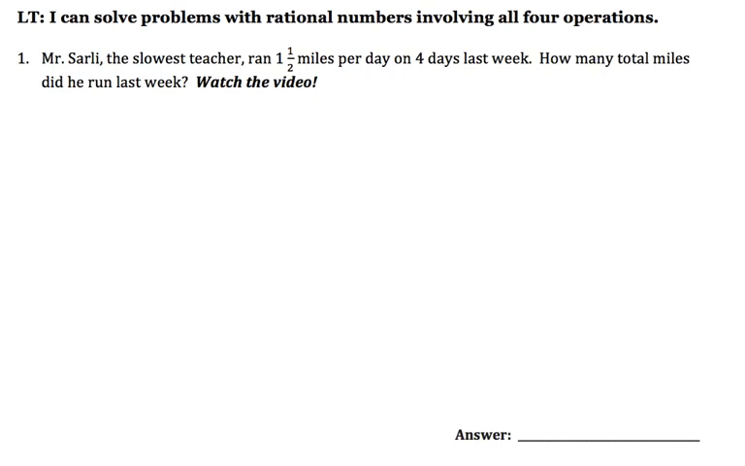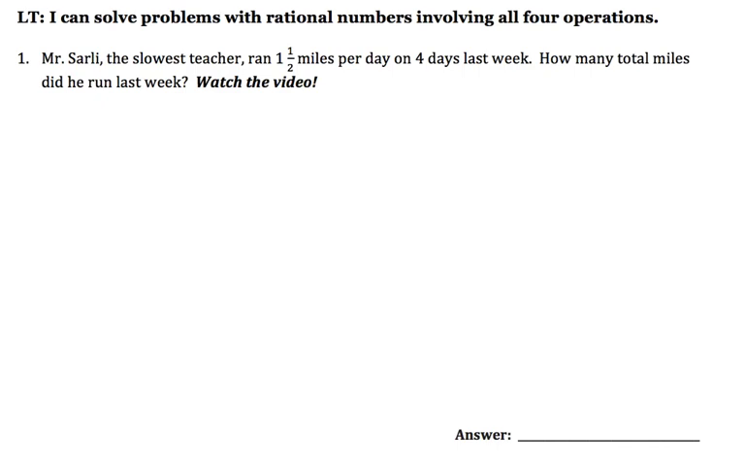This one, you have to read it carefully, because if you're just kind of doing things automatically, you might think to yourself, oh, I'm just going to divide and try to find 1 like we've been doing. But if you read this problem, that's not what it's asking. It says, Mr. Sarley, the slowest teacher, yeah, that's true, ran 1.5 miles per day on 4 days last week. How many total miles did he run last week?